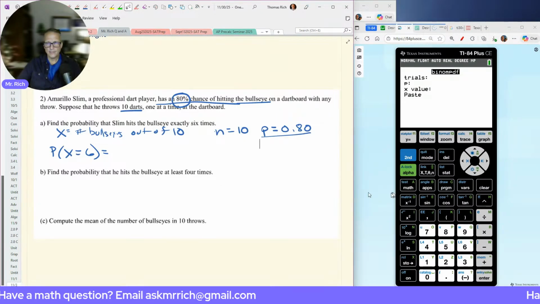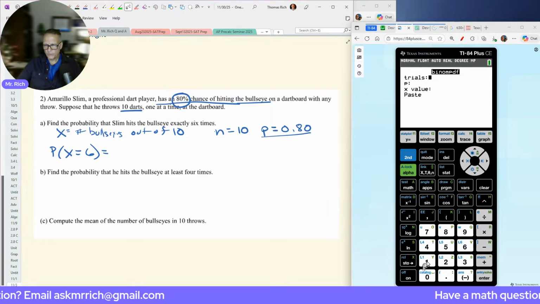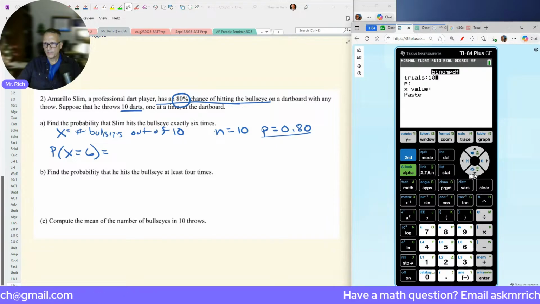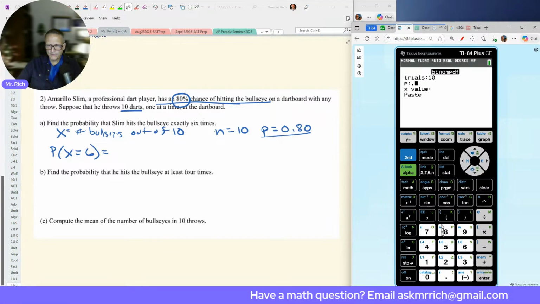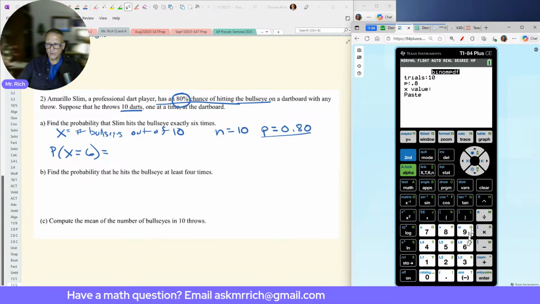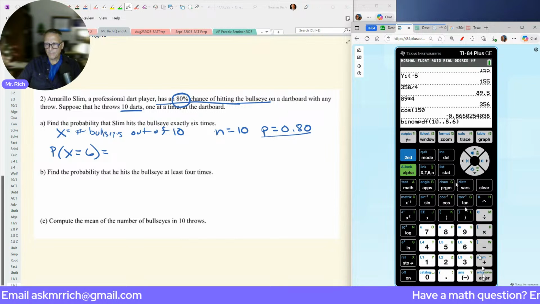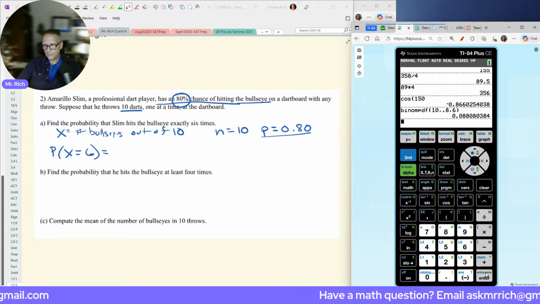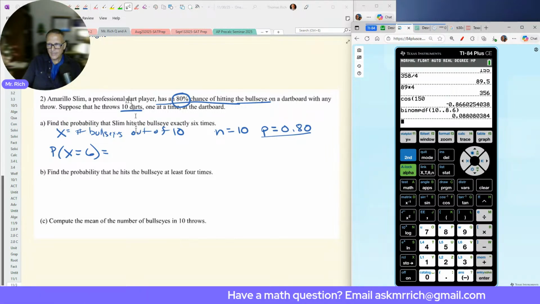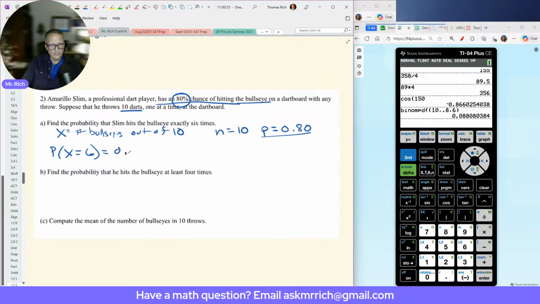So we're going to say that we are doing 10 throws, or Slim is doing 10 throws. His probability of success on any one of them is 0.8. And we want to know what's the probability that he hits exactly 6. And so we can paste that command in, execute the command, and then we get an answer of 0.088.